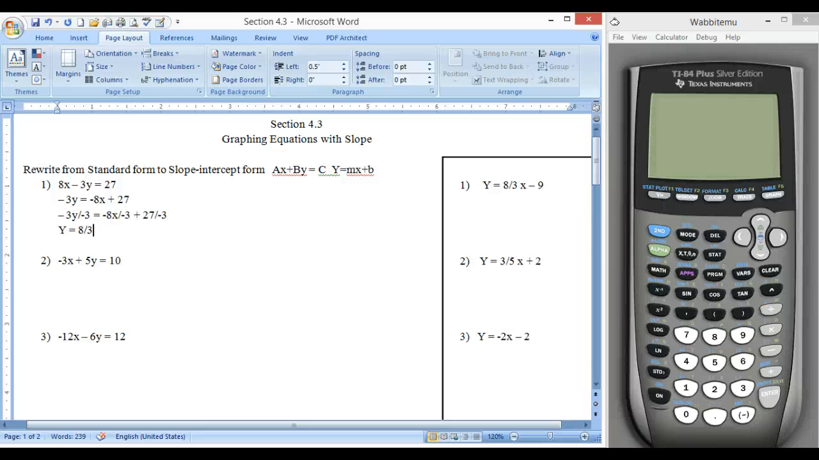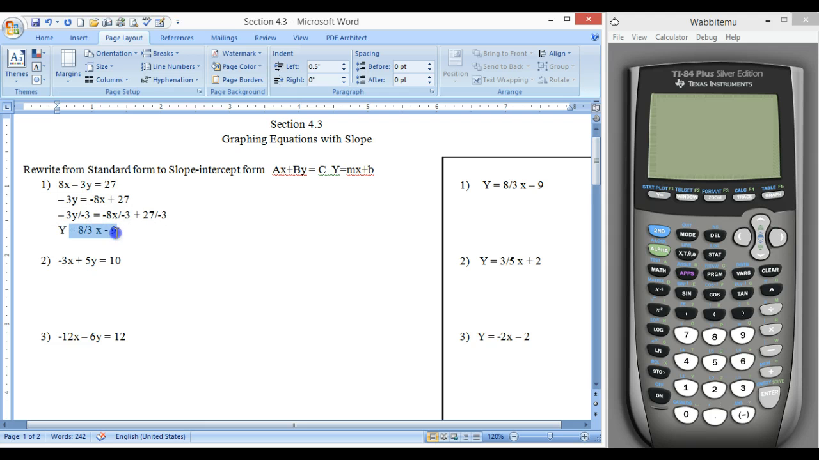The reason I'm doing that is slope is rise over run. I could change this to a mixed number, but I would rather keep it as my rise over run, especially when we're graphing. So leave it as its improper fraction, x times my 8/3, and then I have a positive 27 divided by a -3. A positive divided by a negative is negative. 27 divided by 3 is 9. There we go.